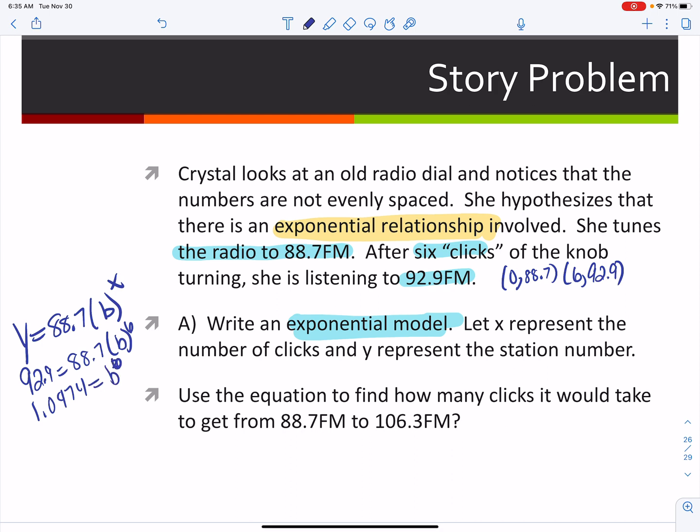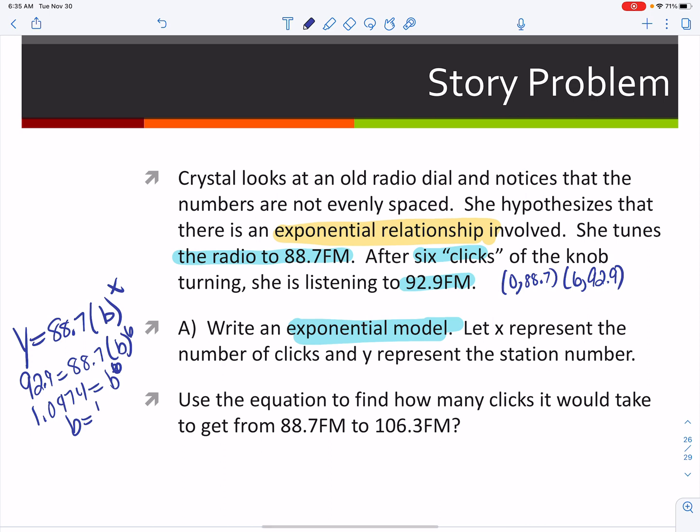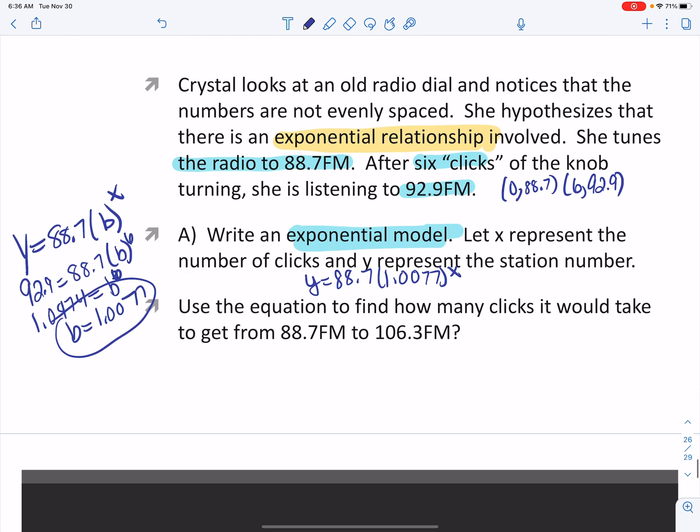So now I'm going to take this to the 1/6 power. And this is where my calculator was being weird. 1 divided by 6. So my answer, it did it right. Good. B equals 1.0077. Okay, so my equation would be 88.7 times 1.0077 to the X. So now on the next part, now you're wanting to find when it gets to 106.3.